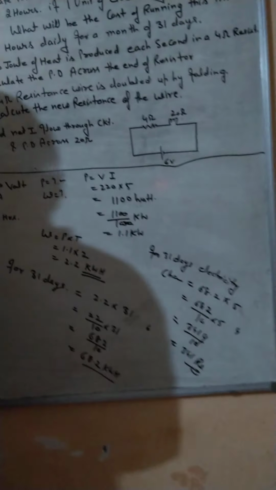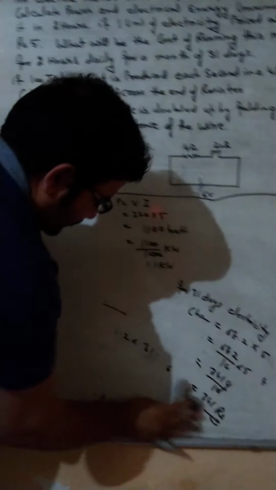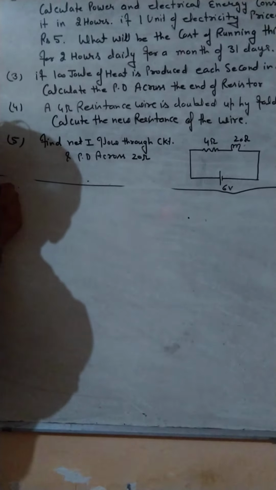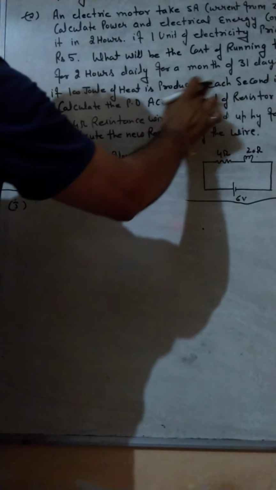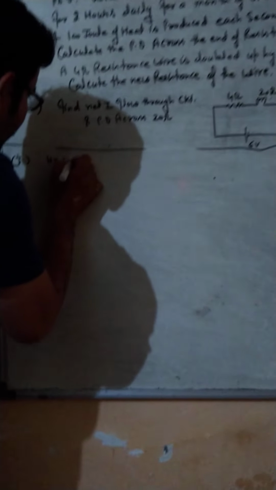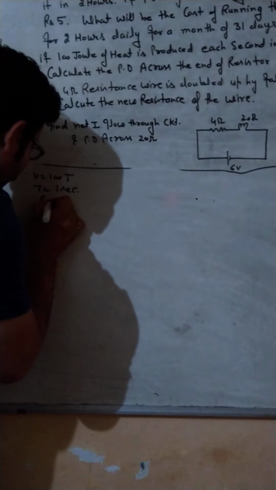Now we will do the third one. In the third, 100 joule of heat is produced each second in a resistor. There is a heat of 100 joule, time 1 second, and there is a resistance of 4 ohm.